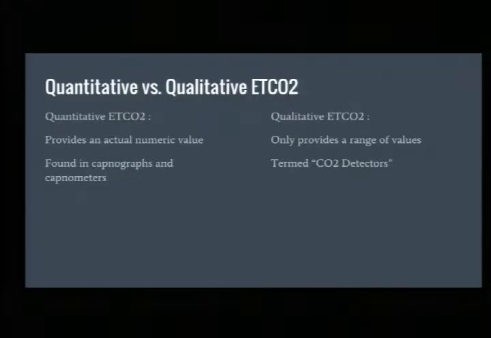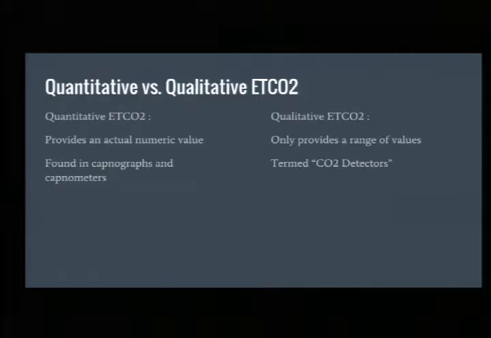So your quantitative provides an actual number. It's going to be in all your capnographs and capnometers. And your qualitative is only that range of values of yes, it's changing, or no. We used to put it on after every tube. And they're termed the CO2 detectors. Is it there? Is it not, basically?